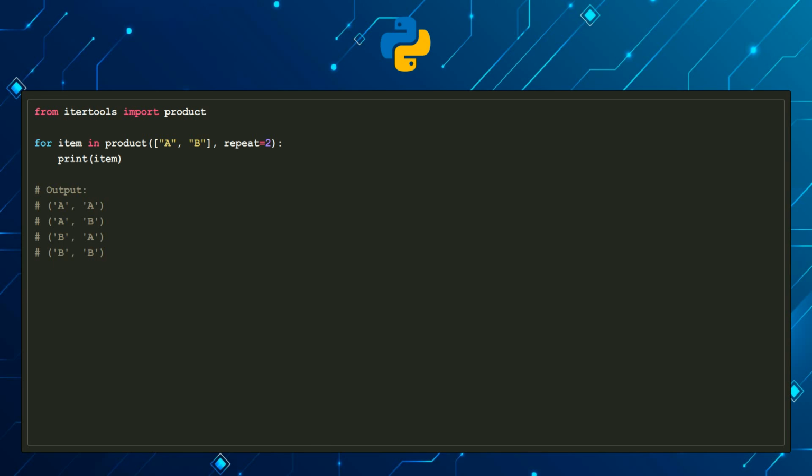Next up is the permutations function. This one generates all possible arrangements of the input iterable, and you can control the length of these arrangements using the r argument. If you don't specify r, it defaults to the length of the iterable itself. Let's check it out.